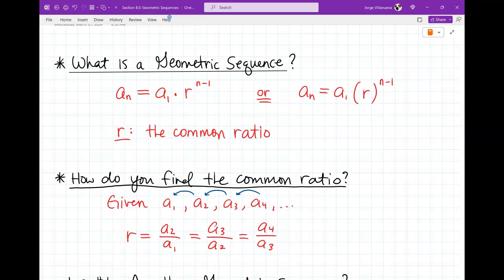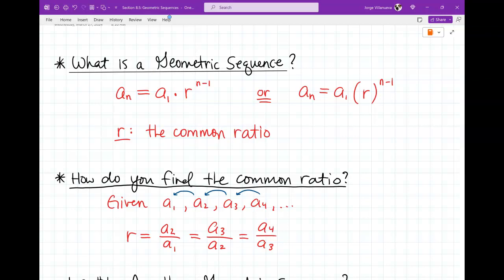But if they ever give you a list of numbers and they ask you, is this a geometric sequence? Well, what you do is you do that division, and you make sure that every single one has the same ratio. Every time you divide it, it should come out to the same answer. If it does, then it is a geometric sequence. If it doesn't, then it's not a geometric sequence.